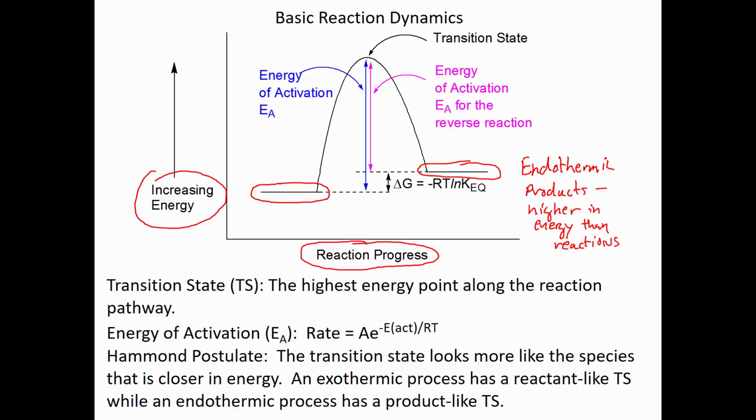But as the starting materials transform to products, the energy of the system doesn't smoothly transform into the energy of the products. The species partway between are actually higher in energy than either the reactants or products. At the top of the curve we have something called the transition state, the highest energy point along the reaction pathway. The energy of activation is the difference in energy between the reactants and the transition state.